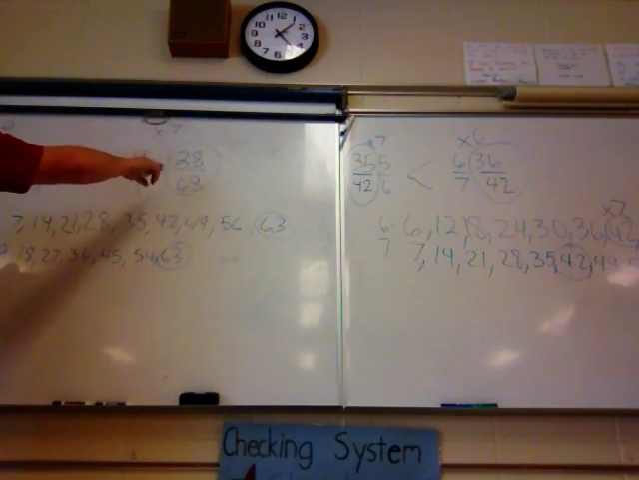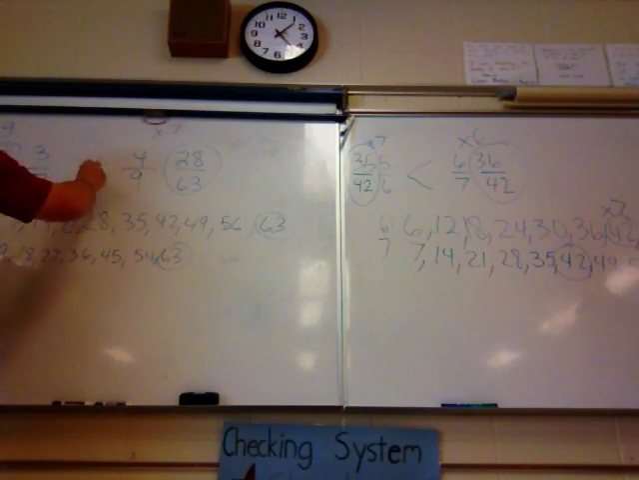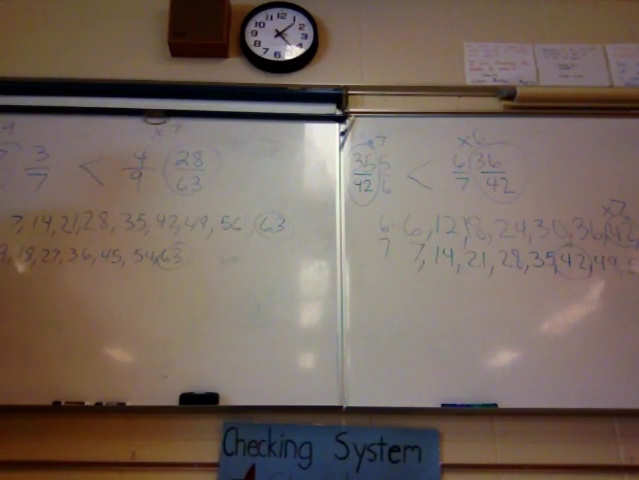Oh, they're common denominators. 27 over 63, 28 over 63. 28 is bigger than 27, so therefore 3 7ths is bigger than 4 9ths. Stop. How long? 2 minutes and 44 seconds. Almost 3 minutes. I get it.